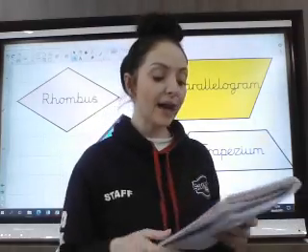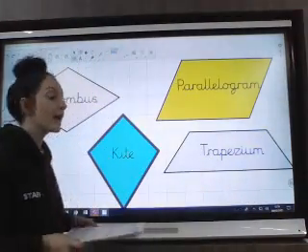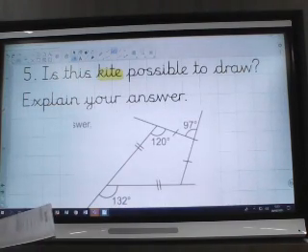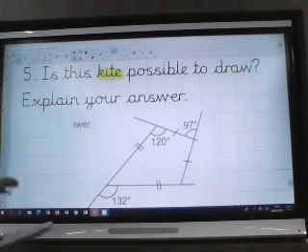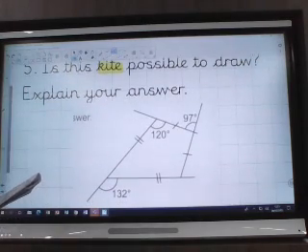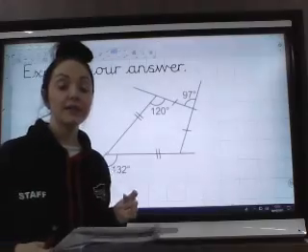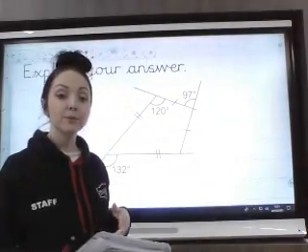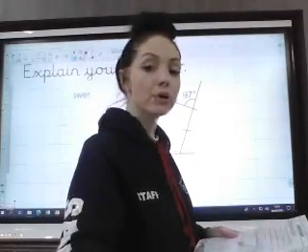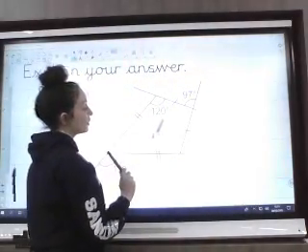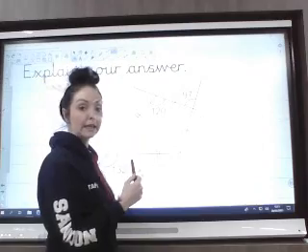Okay, number 5 then says, is this kite possible to draw? Explain your answer. So I've snipped this one and popped it on my board so you can see it. Okay, so before you can answer whether it's impossible or not, you're going to have to work out all of your missing angles. Just like you've been doing, this one is an opposite angle.